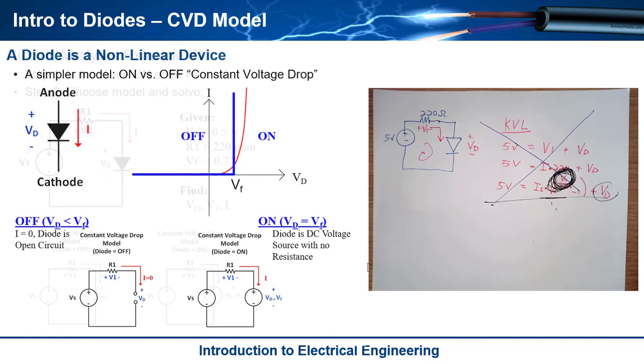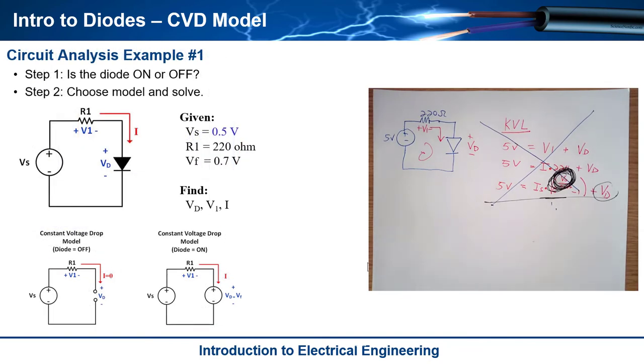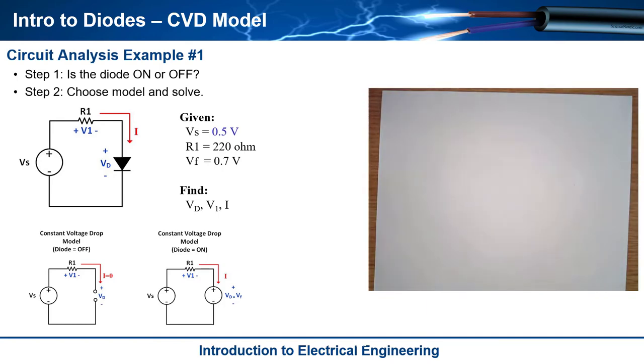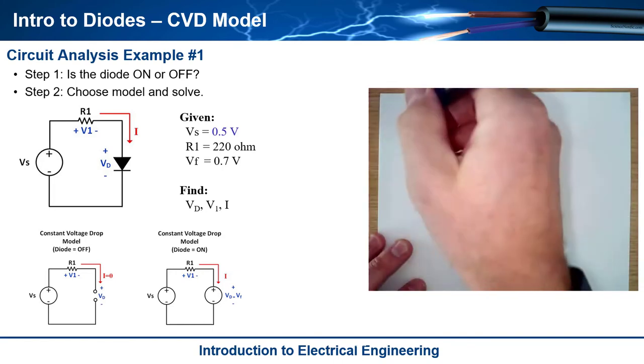Okay, so let's put this to use. Let's do a couple examples of this constant voltage drop model and see how it's used. Now we're going to rely on some of our prior circuit analysis techniques here and some intuition, which hopefully we have. So let's take a look at this circuit right here.